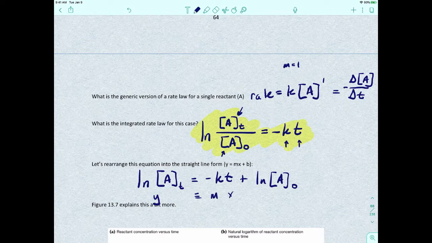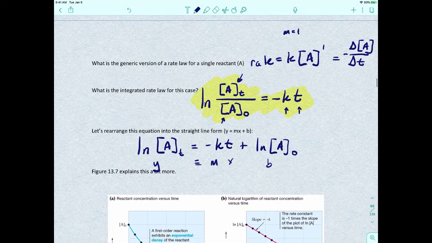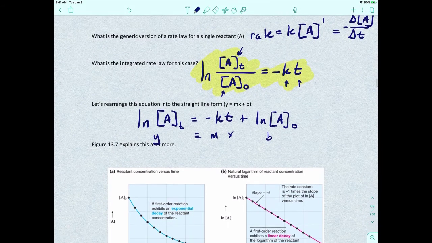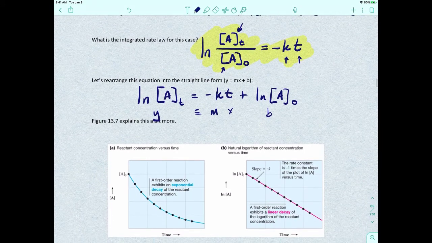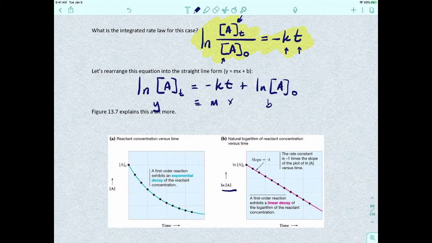X would be your t. And then B, your y-intercept, would be the natural log of the initial concentration of A. So that's kind of what we did. We took an exponential decay curve and put it in a straight line. As long as we graph the natural log of the concentration of A over time, we get a straight line. So that's pretty cool.